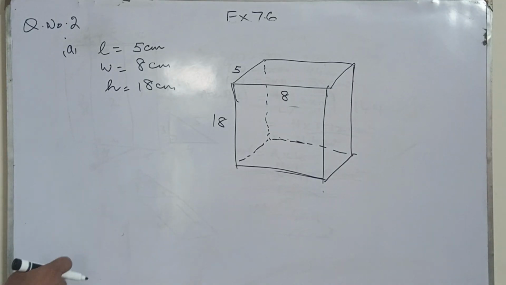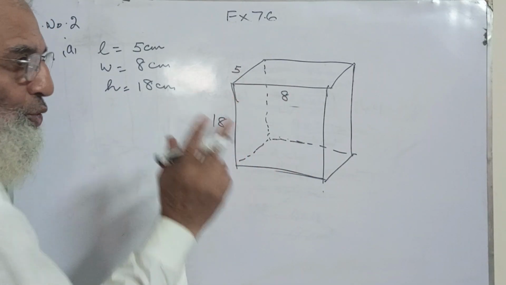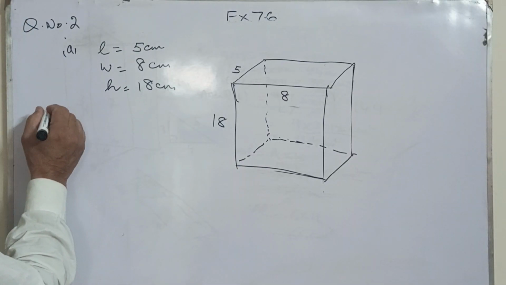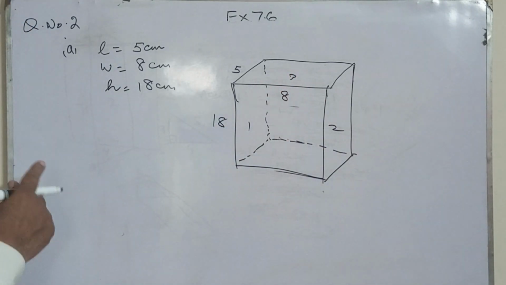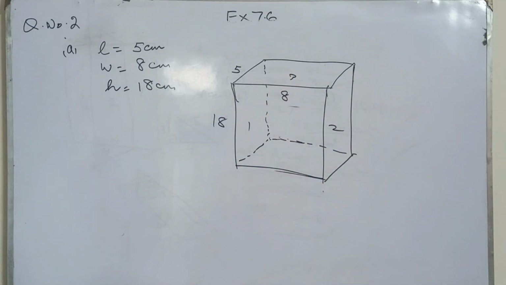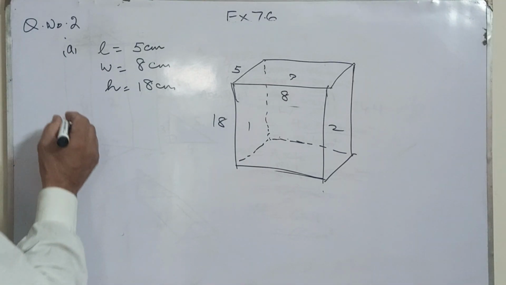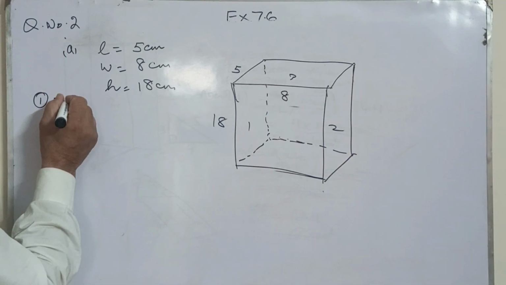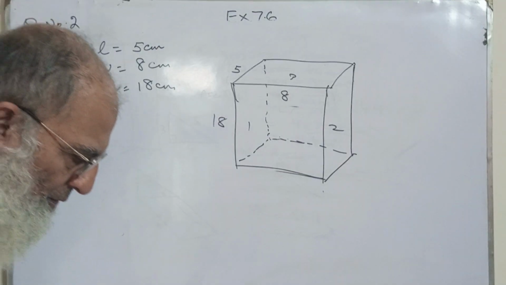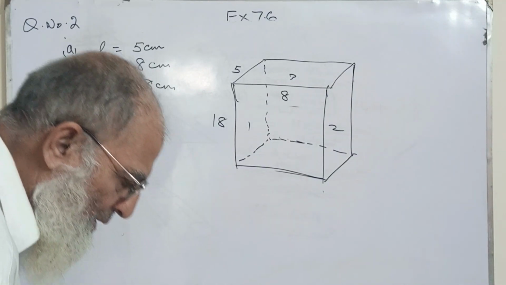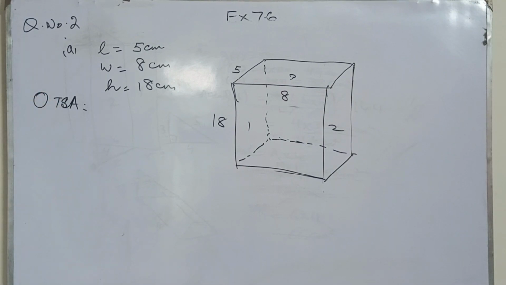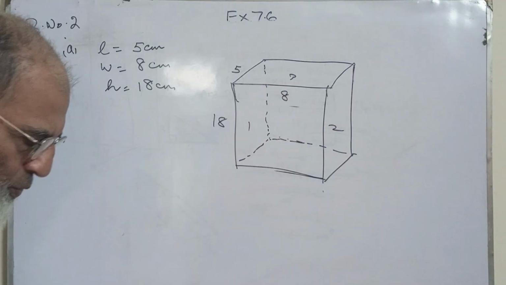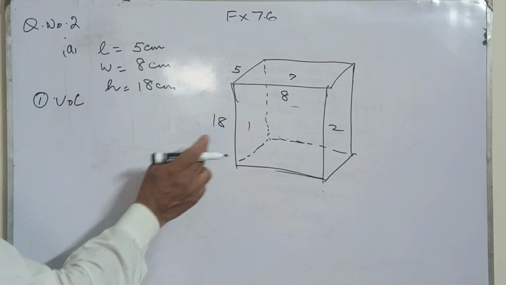So there are 6 figures, 2 of each kind. Now this is 1, this is 2, this is 3 again. So we have to multiply it with 2 in every case for total surface area, because your question is total surface area. First is volume and second is total surface area. So let me find the volume first, because volume is asked in part 1.